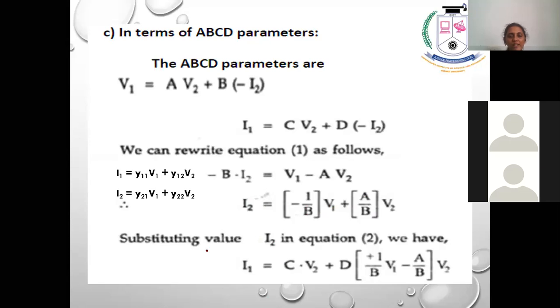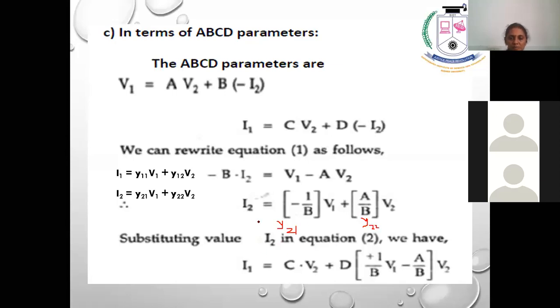Okay, substituting the value of I2 in the other equation. Before that, see we had got the I2 value here. The coefficient of V1 will be Y21. So Y21 is equal to minus 1 by B. And Y22 will be equal to A by B. Y22 is going to be the coefficient of V2.